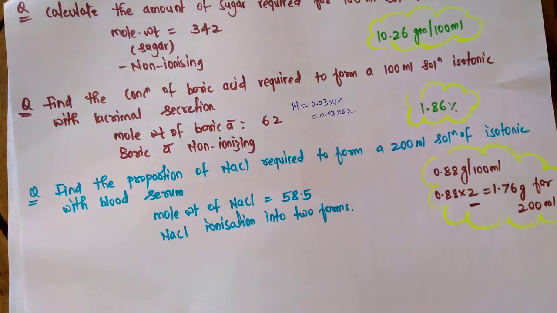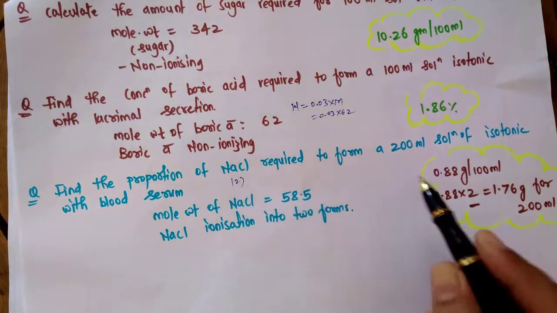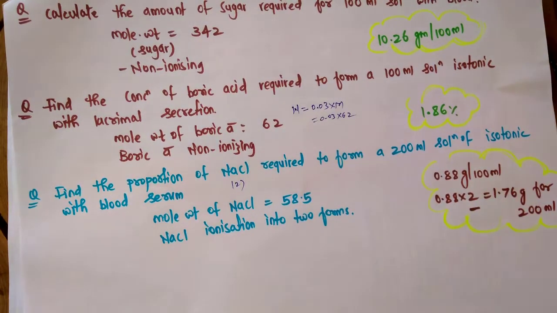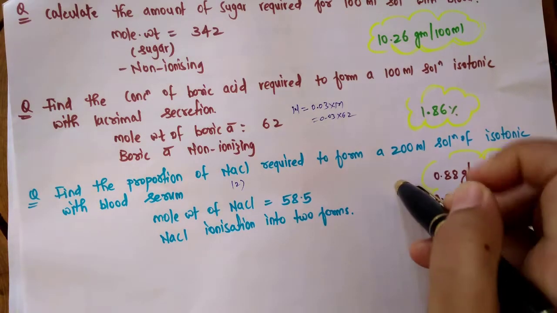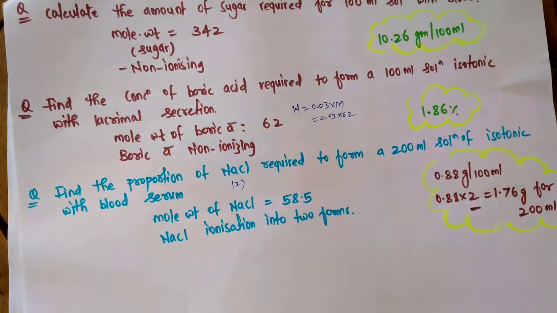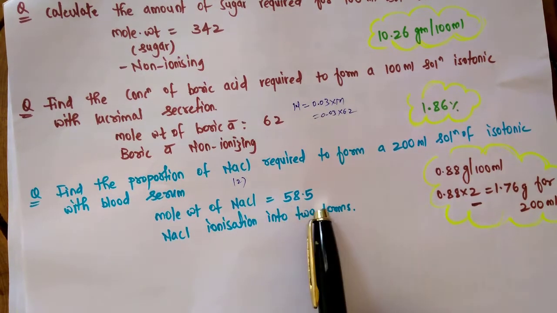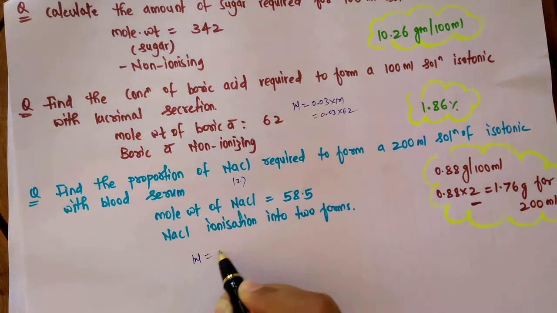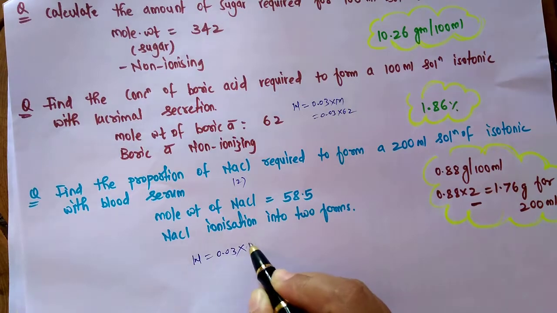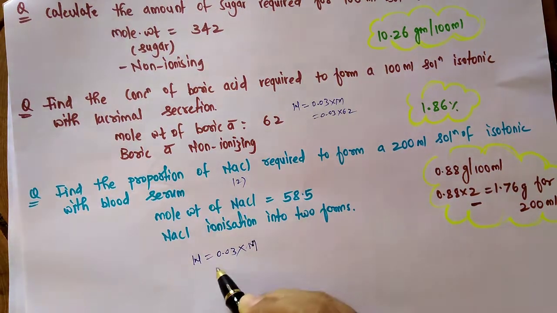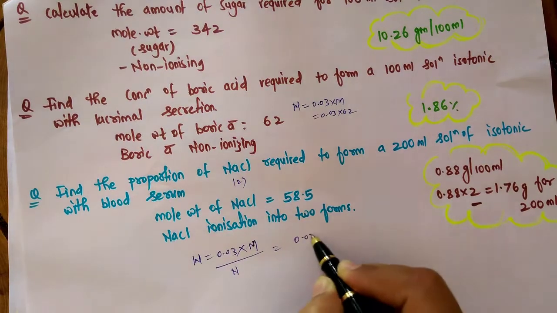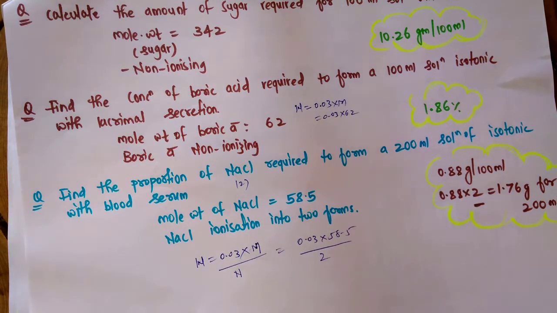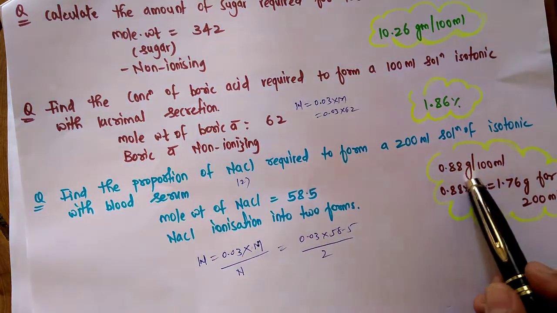Now in the third question, find out the proportion of NaCl. Again see here NaCl, it is dissociating into two ions, which is required to form a 200 ml solution isotonic with the blood serum. Here 200 ml is given. We usually calculate for 100 ml. So the molecular weight of NaCl is 58.5. Since it is ionizable, we will use the formula W is equal to 0.03 into M divided by N. So 0.03 into 58.5 divided by 2. So you will get the answer that is 0.88 grams, but it is for per 100 ml.